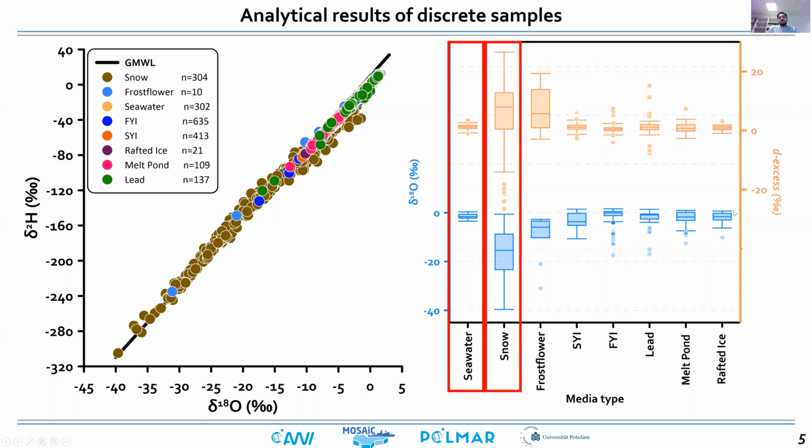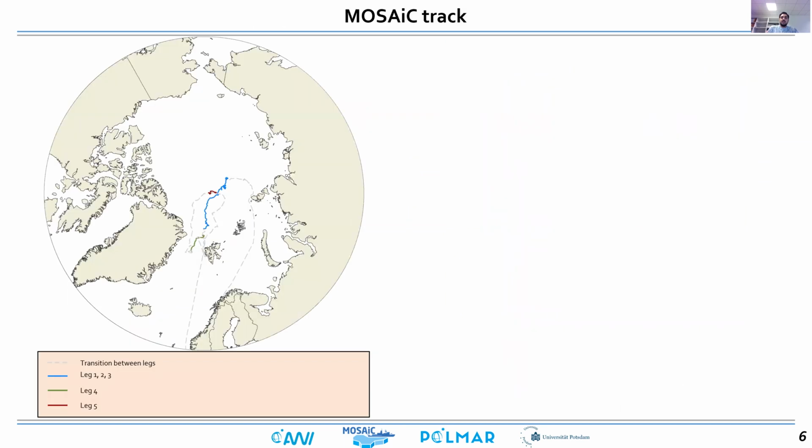Now I want to have brief discussions about 2 of these sample types, seawater and snow, in the next few slides. So first, let's take a step back and take a look at the MOSAIC track. The continuous blue line here represents the continuous legs 1, 2, and 3 from October 2019 to May 2020. After a break in Svalbard, leg 4 took place for around 6 weeks during June and July 2020 in the Fram Strait corridor. And then the last part of the expedition, shown as red here, Polarstern went up close to the North Pole for around 4 weeks in August and September 2020.